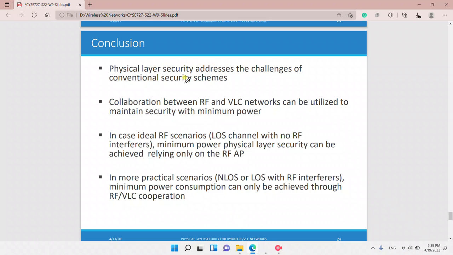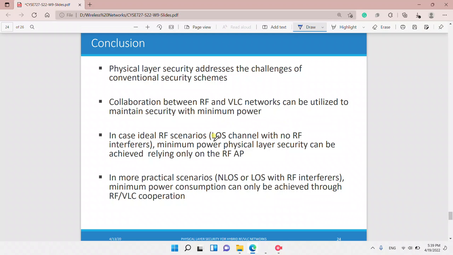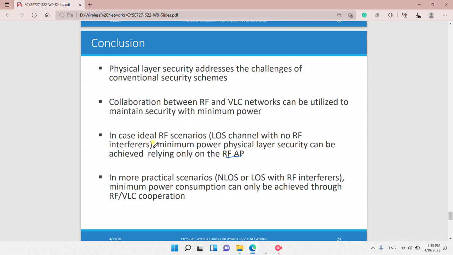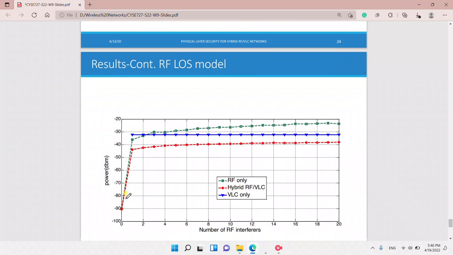Physical layer security addresses the challenges of conventional security schemes, and collaboration between radio frequency and VLC networks can be utilized to maintain security with minimum power. Okay, we can minimize the power. In ideal RF scenarios, so we have a line of sight channel with no RF interferers, minimum power physical layer security can be achieved by relying only on the RF access point. So the RF wins if we have no RF interferers and line of sight. But in a more practical scenario, we have non line of sight or line of sight with RF interferers. So the minimum power consumption can only be achieved through the cooperation of RF and VLC.